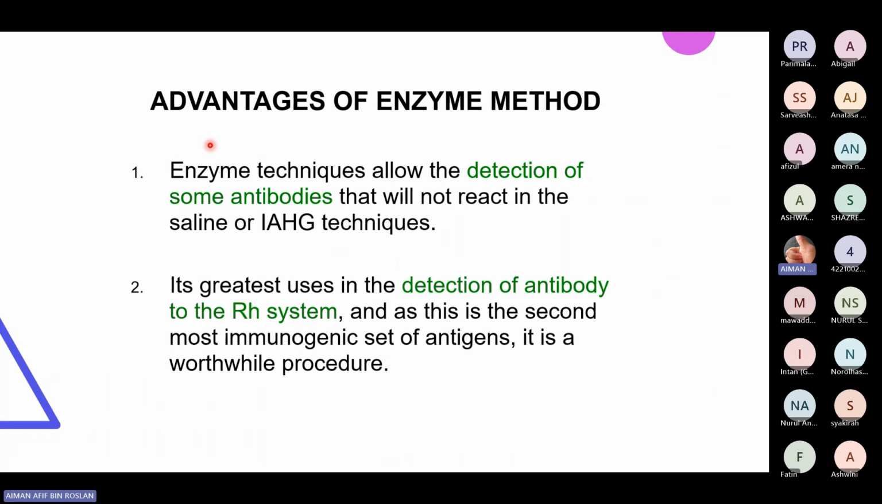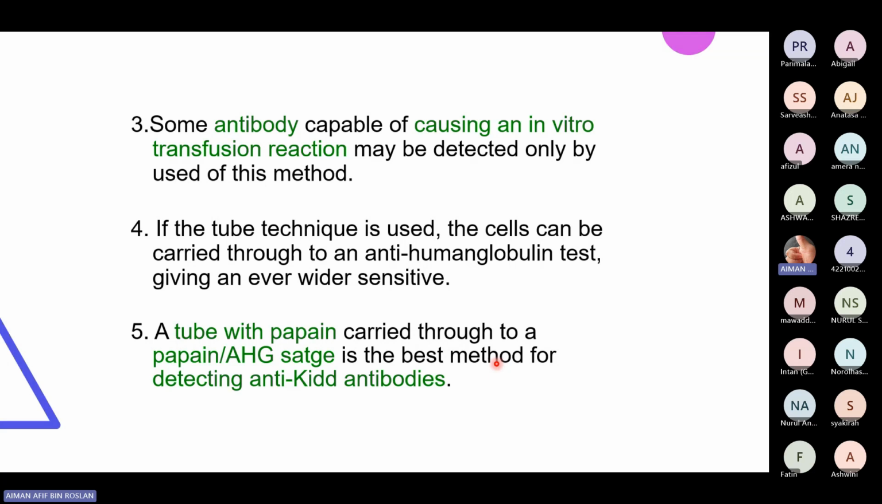Advantages of the enzyme method: this technique allows the detection of some antibodies that will not react in the saline or AHG technique. Its greatest use is the detection of Rh antibody. As this is the second most immunogenic set of antigens, it is a worthwhile procedure for research testing. Some antibodies capable of causing an in vivo transfusion reaction may be detected only by the enzyme technique.